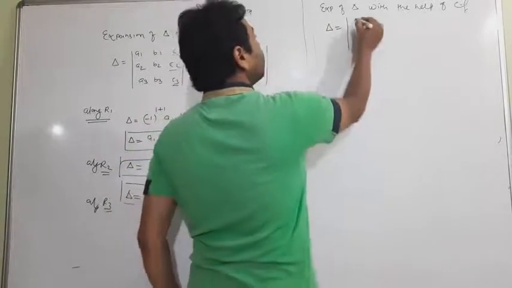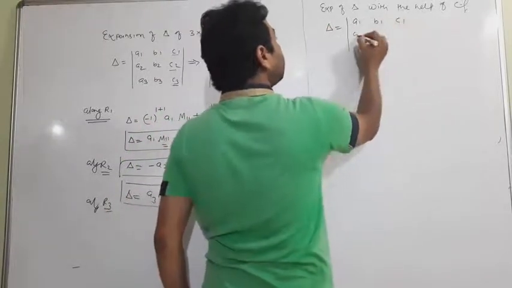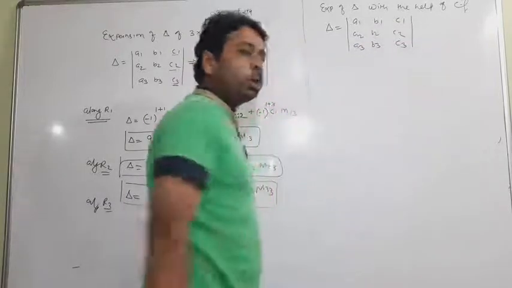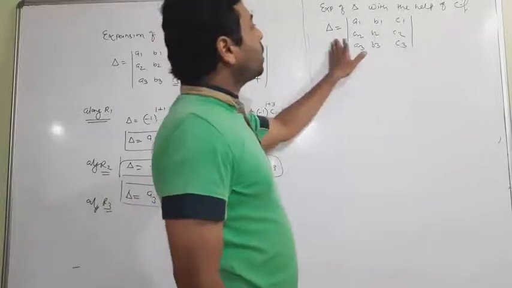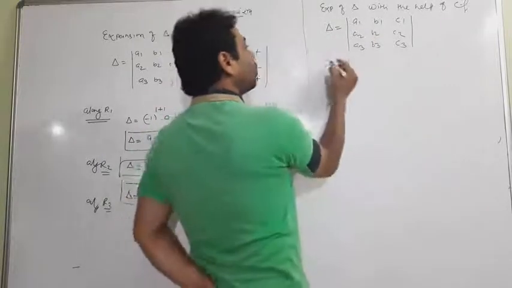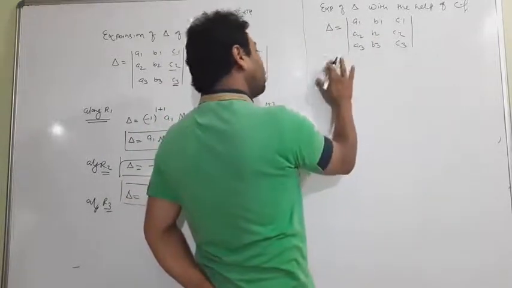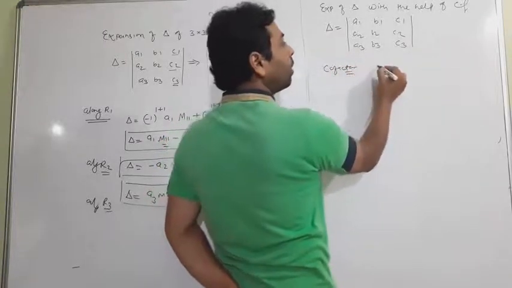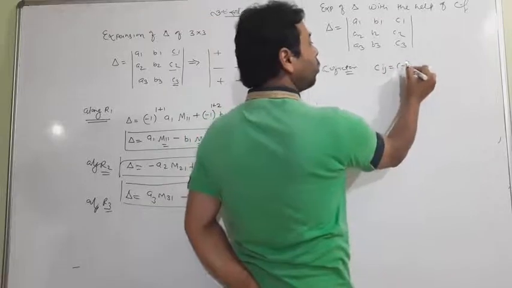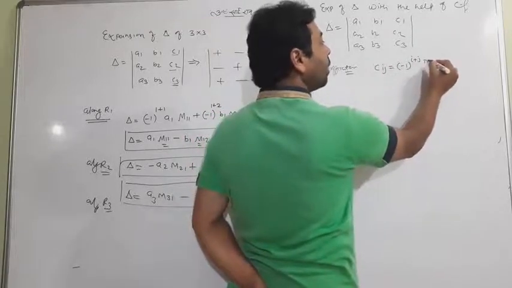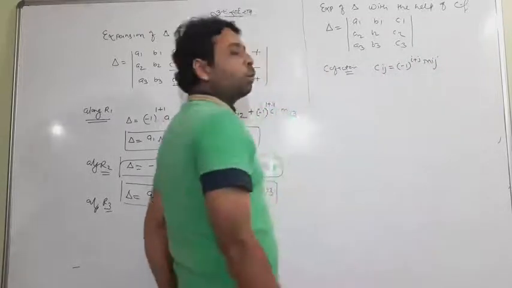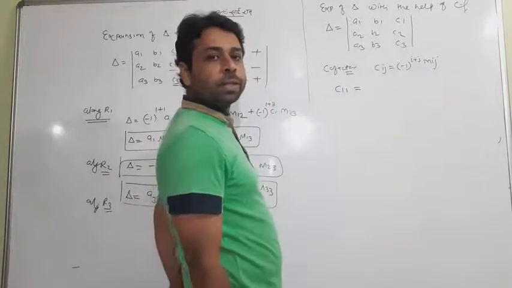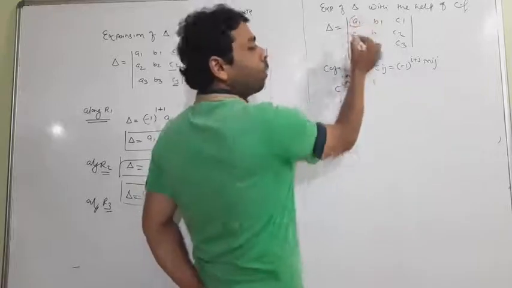This is determinant A1, B1, C1, A2, B2, C2, A3, B3 and C3. What I am going to tell you is very important. This is your determinant. I ask you one thing. Find C11. I taught you the meaning of cofactor Cij yesterday: minus 1 to the power i plus j Mij. Now I ask you a few things. What is C11? Find C11, meaning the cofactor of A1.